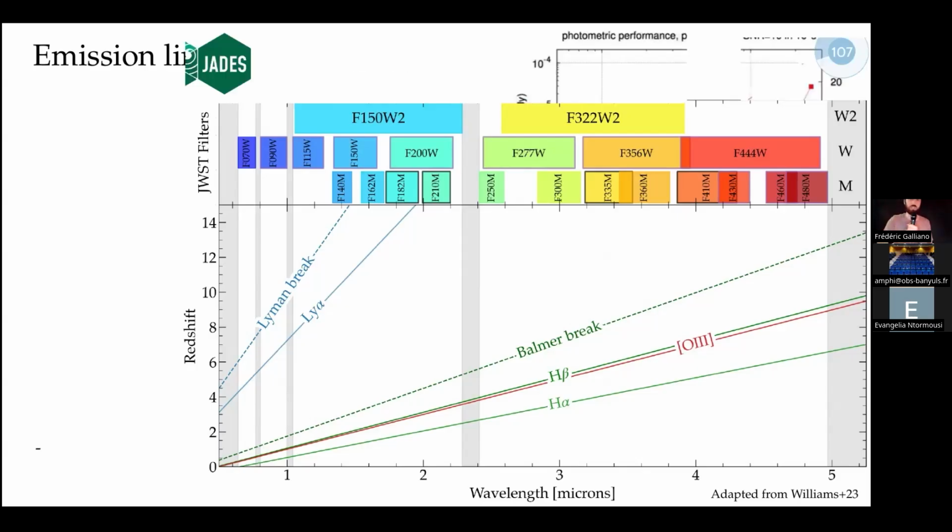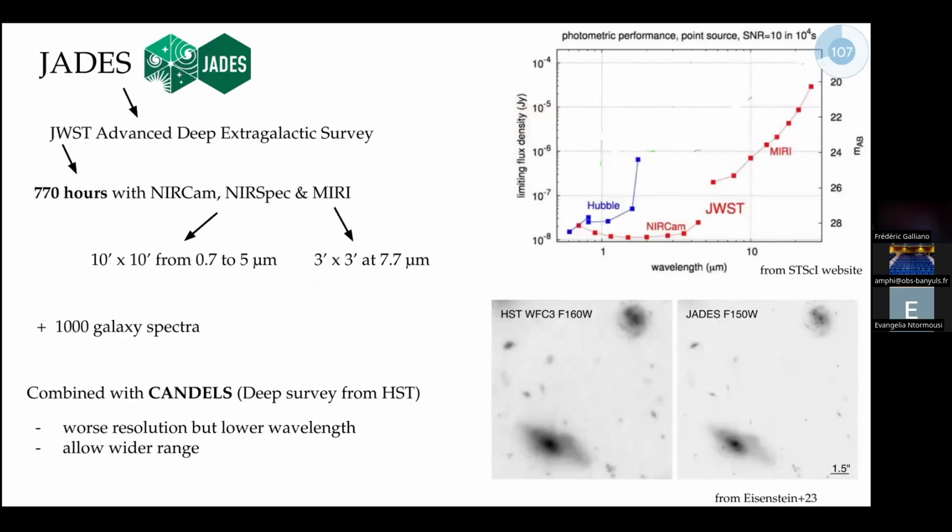To be slightly more precise, it's not random JWST data. We are looking at JADES. It's one of the largest surveys from JWST. It's almost 1,000 hours of photometry and spectroscopy. And we also use a part of CANDELS, which is HST data.